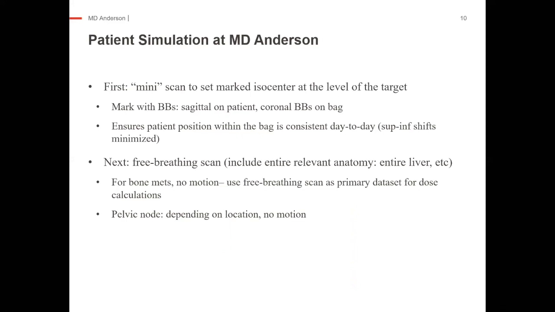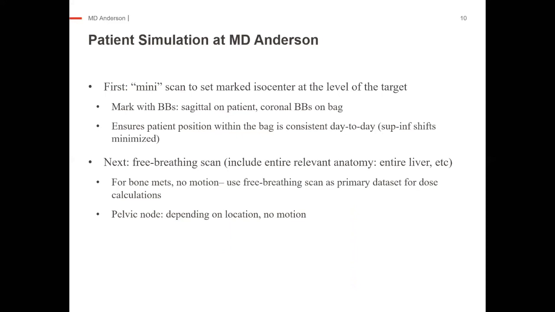So we have the patient set up in the bag and we start taking the scan. So we start with the mini scan. This is just a short free breathing scan, and we use this to set our marked isocenter. We set this at the level of the target, and this is what we use to mark the BBs then.